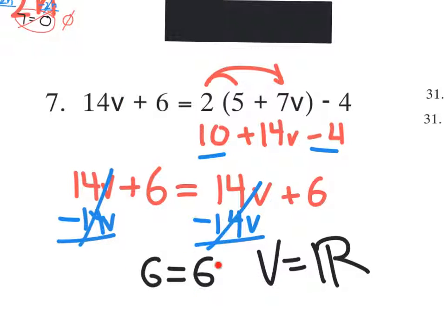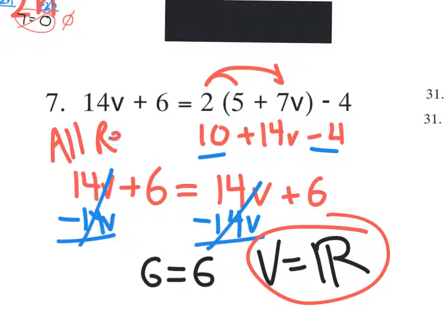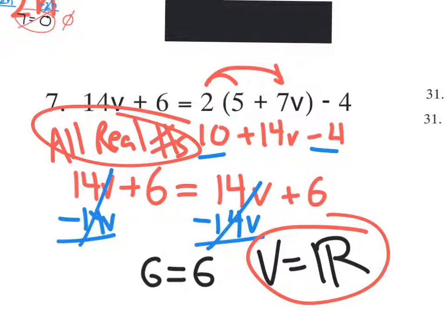Why? Because it's always going to be a true statement. Because the v is canceled out. It doesn't matter what v is. V could be any number you want. So your answer is v equals all real numbers, or you could actually write it out in words. All real numbers. It's up to you, whatever you like.